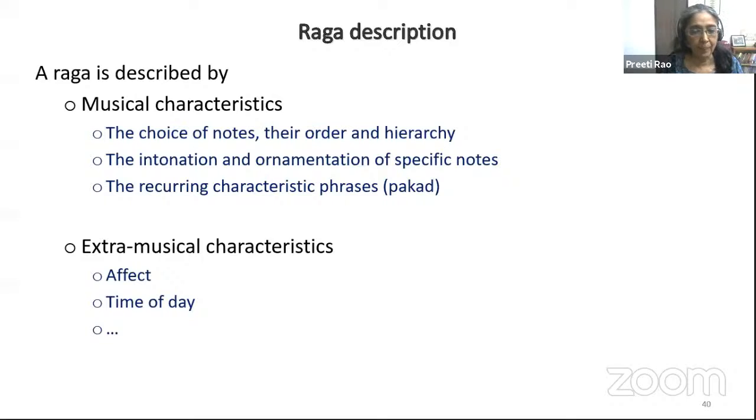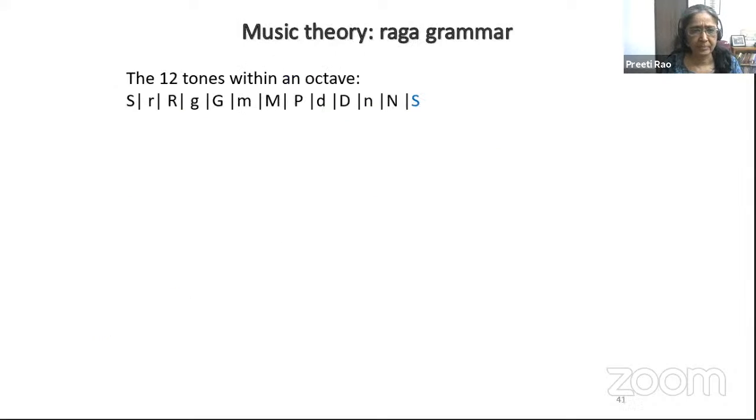There's another really important characteristic of ragas, and that is they are marked by certain characteristic phrases, also called pakad, and these tend to recur throughout the performance. Okay, so these are all the cues that are embedded in the music, which essentially signal the raga. And as we know, there are hundreds of ragas. There are also some extra musical characteristics associated with raga, such as the affect, the mood, the time of the day, and so on.